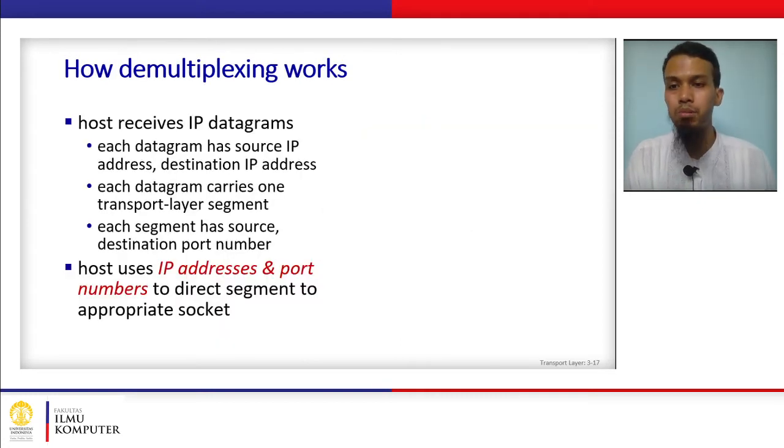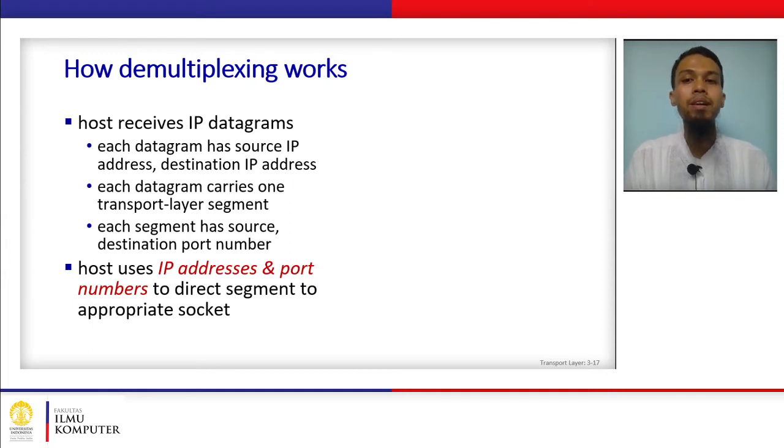Okay, so how does demultiplexing work? The host receives IP datagrams. If you recall, datagram is the term used for the packet in the network layer. In each datagram, there are two important pieces of information called the source and destination IP addresses. And then within the datagram there is a segment. A segment is basically the transport layer packet, and it contains two important pieces of information, the source and destination port numbers.